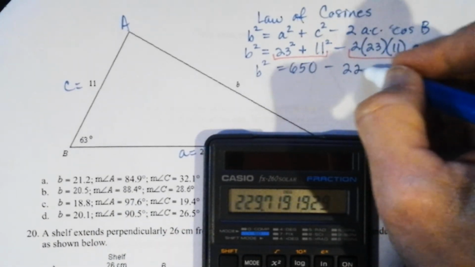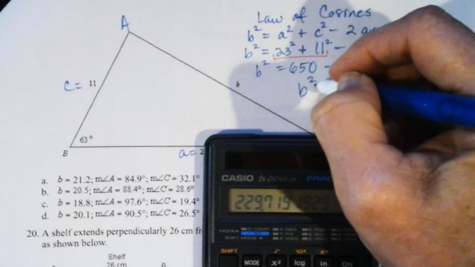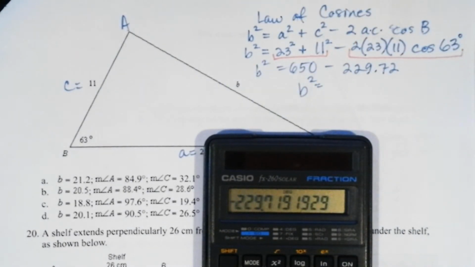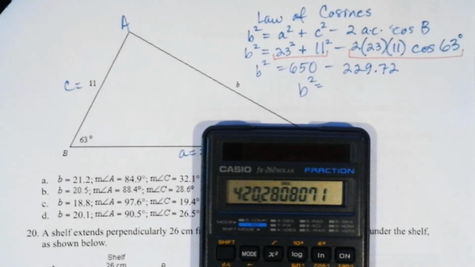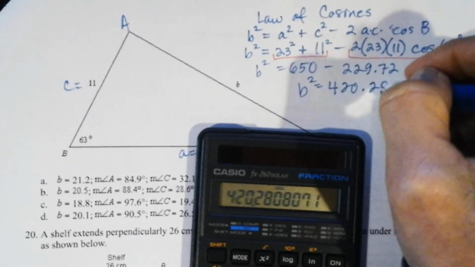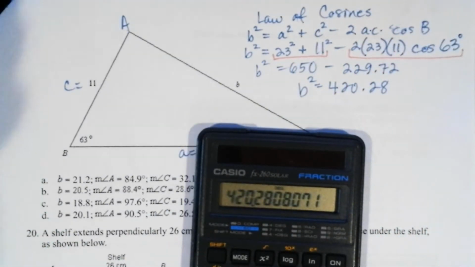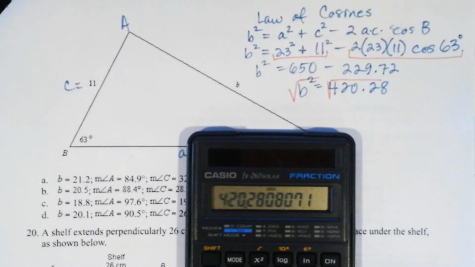229.72. So I'll subtract that. 420.28. Remember that's b squared. I want b, not b squared. So this is when I press the square root button, and I get 20.5.